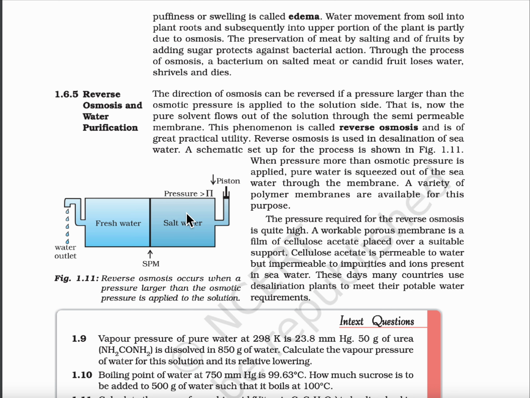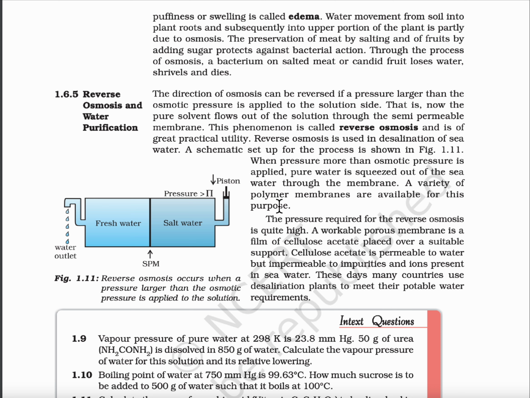For that purpose, with the help of the piston, we are applying a pressure greater than the osmotic pressure. So what will happen? There will be a reversal in the direction of osmosis, and solvent from the saltwater side through the semi-permeable membrane will be going to the freshwater side, and we have this water outlet. From there we can take the fresh water for our usage. Okay. When pressure more than osmotic pressure is applied, pure water is squeezed out of the seawater through the membrane.